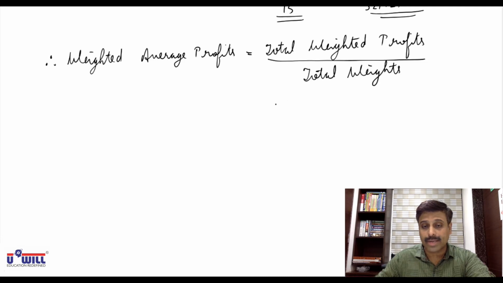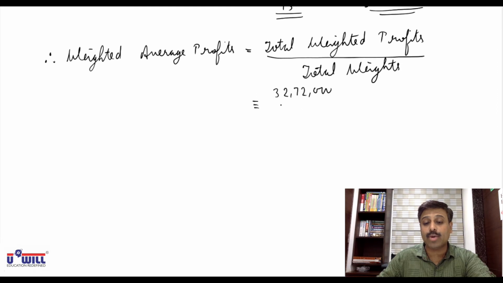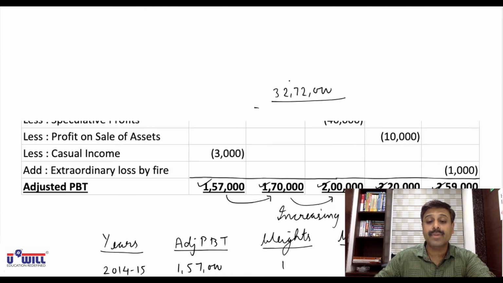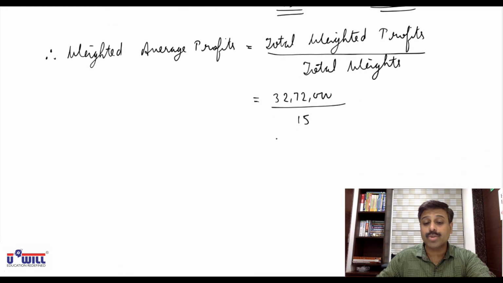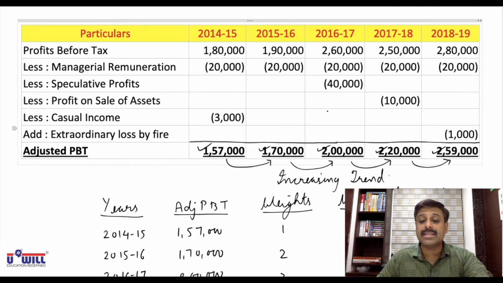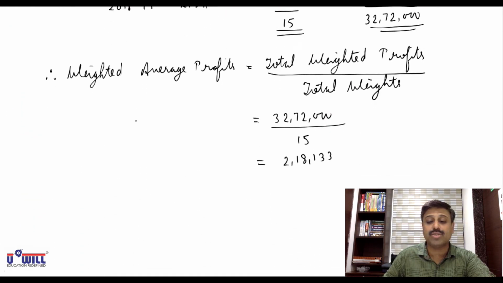Now, total weighted profits we have obtained 32,72,000 divided by total weights we have obtained 15. So 32,72,000 divided by 15. We get 2,18,133. Now from this we have to minus as per adjustment 3, 1,200 per annum of future insurance premium.